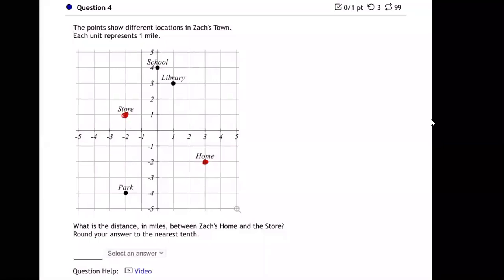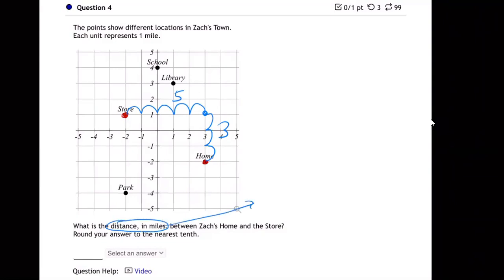So how does Zach get from home to store? Well, let's just go straight and straight first off. He can go 1, 2, 3 up, and then 1, 2, 3, 4, 5 over. Up 3 over 5 on my diagram for Zach to get from home to store. But they said, what is the distance?